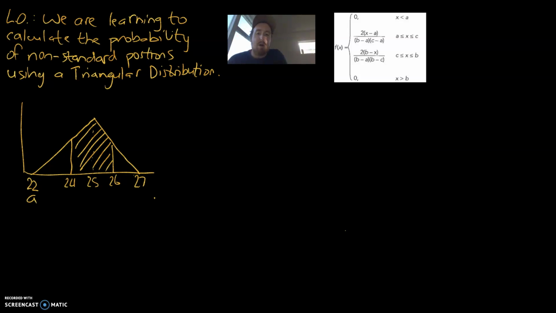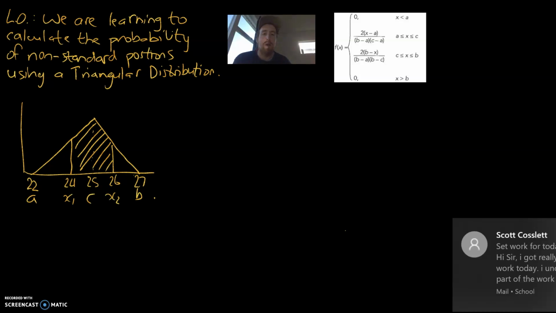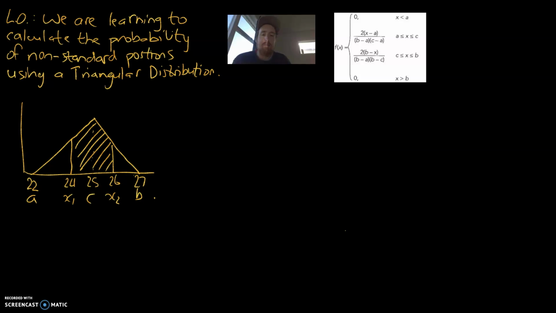So first step, let's go ahead and label everything. Our minimum is a, our maximum is b, our peak is c. And here we have two x variables, so I'm going to write x1 and x2, and depending on the formula, we'll investigate. This is one of those weird scenarios. So instead of calculating that middle area, we're going to calculate the area of the small triangle 1, and the area of the small triangle 2. When we subtract both of those from 1, that will give us the leftover portion, which is the portion between 24 and 26. So let's have a go.